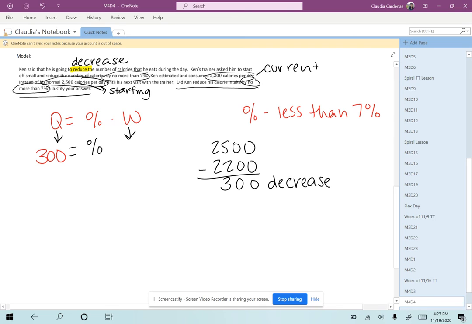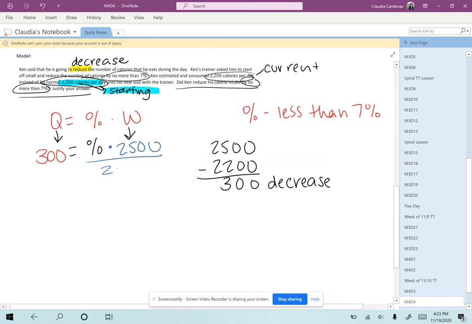So now that we have the part that is being decreased, or the specific amount that was decreased, what would the total be? Well, the total is always what the original amount started at. So in this case, he started at 2,500 calories, right? This is the starting amount. So that is going to be the whole amount that we place into our equation. So times 2,500. So now that we've substituted our values into the equation, now we can go ahead and solve.